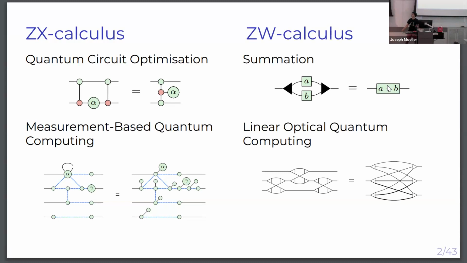On the other hand, there's this other slightly less well-known calculus called the ZW calculus, which uses the Z spider and the W spider, which are basically the two free qubit maximally entangled quantum states up to local conjugation. And that forms a calculus as well. And it has slightly different properties. It's very good for handling sums, which the ZX calculus is a bit less good at. And it's actually very naturally amenable for linear optical quantum computing. So that's another thing it's used for.